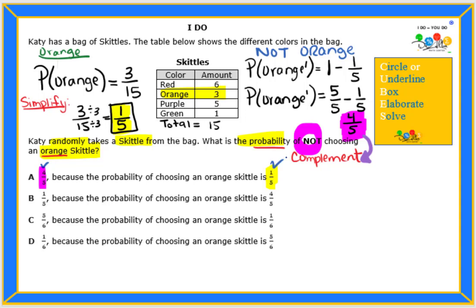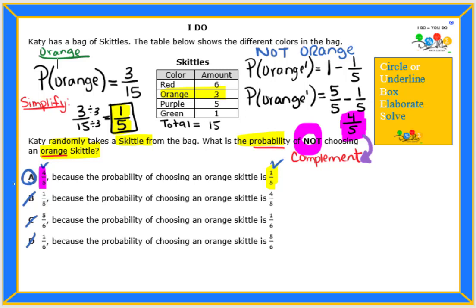So let's look at letter B. It says, 1/5 because the probability of choosing orange is 4/5. That is not correct. That is backwards, right? We said orange was 1/5 and then not orange was 4/5. So that one is wrong. And then the next two are using 6, which we did not have anything to do with 6, so we know those are wrong. So the correct answer is A. It matches everything that I got in my problem.